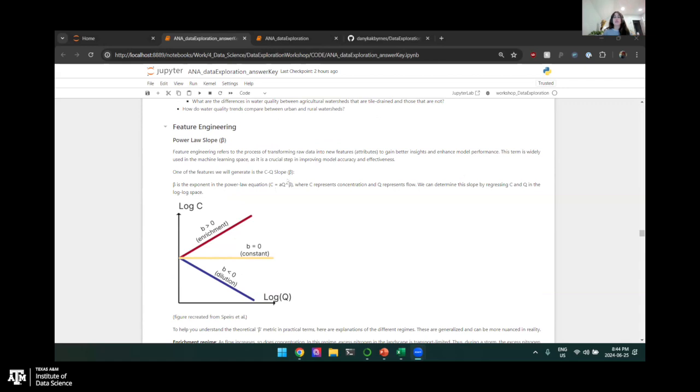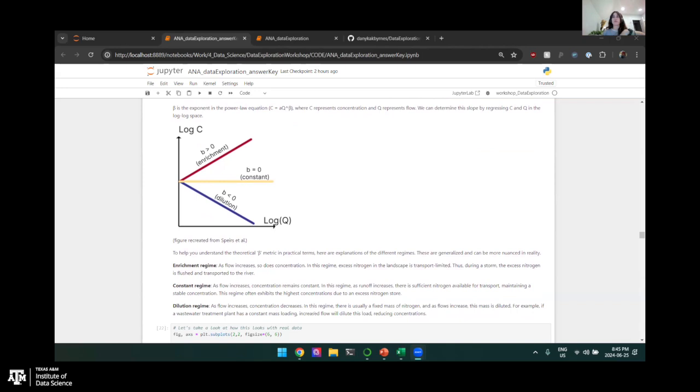Essentially, it is the relationship between, if you plot Q, so flow, on the x-axis and concentration on the y-axis in log space, the slope that the CQ data falls on. It tells you the relationship between flow and concentration: when flow increases, what does concentration do, and when you have low flow, what's happening with concentration. So there's three big things we look for.